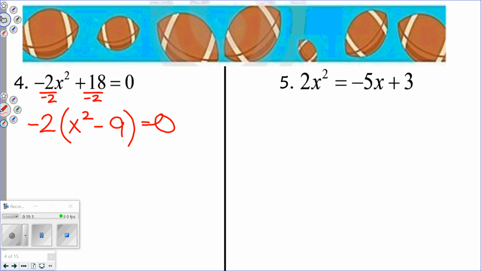It's my favorite. Bring down your baby brother. Good. x plus 3, x minus 3. That's your difference of squares. Your parents will be like, what are you learning in school? Do you have a little brother I don't know about? What's going on?